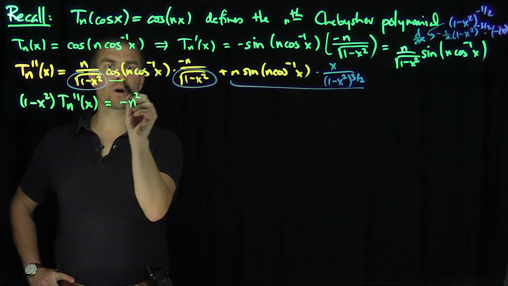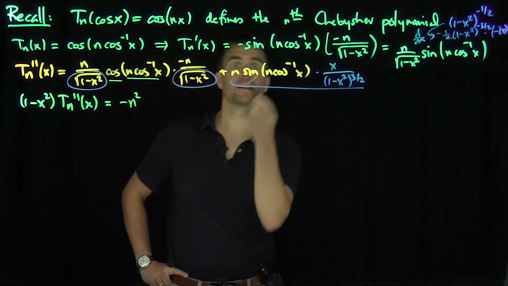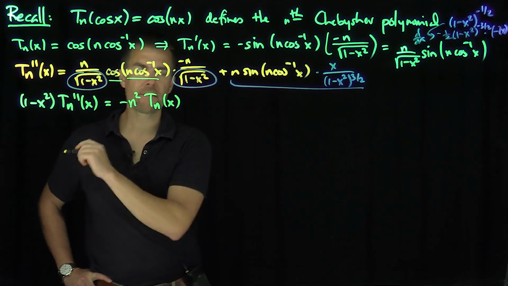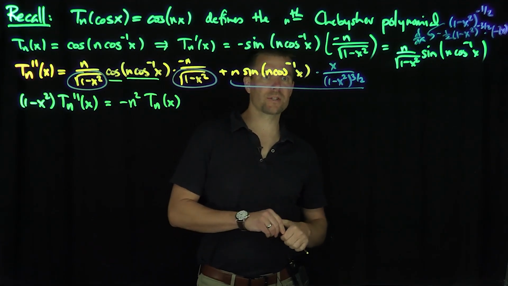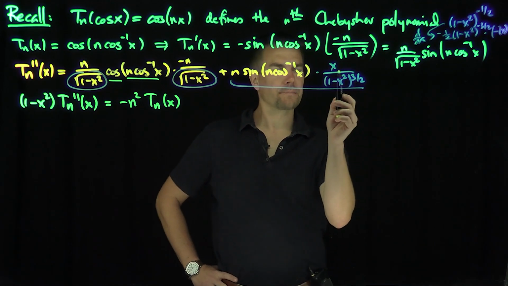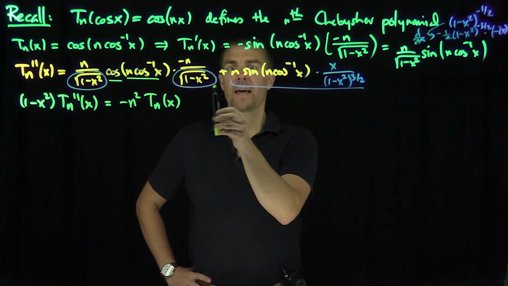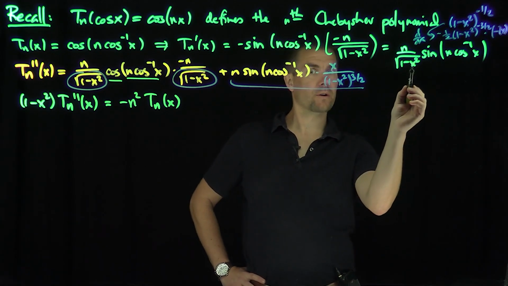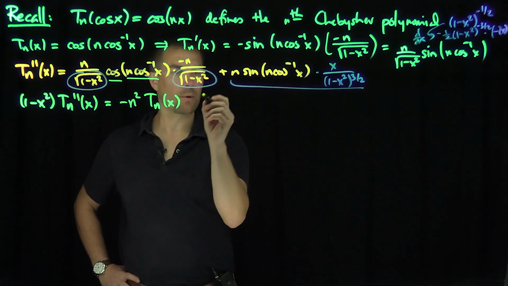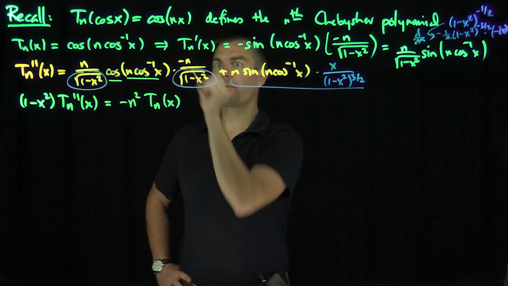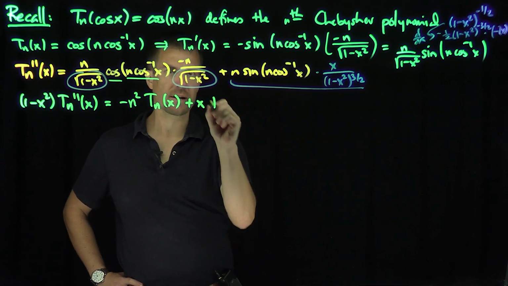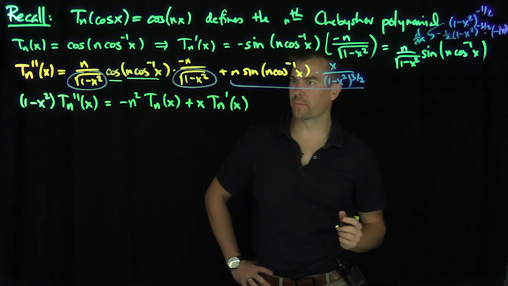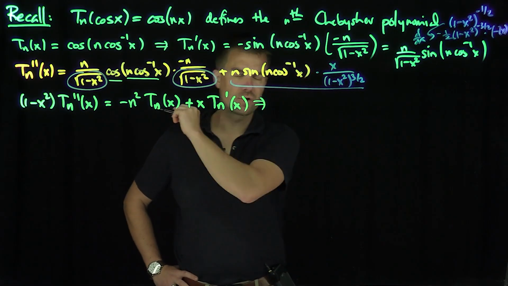And then look what we have. We have cosine of n cosine inverse of x. That's exactly the nth Chebyshev polynomial. So that's Tn of x, okay? And now what's this term over here? I'm going to have an x, and then an n sine over the square root of this thing over here. So that expression is exactly equal to x times the first derivative. So then we have a plus x times Tn prime of x over there. So just identify what we've seen from the differential equations, and now we arrive at Chebyshev's differential equation.